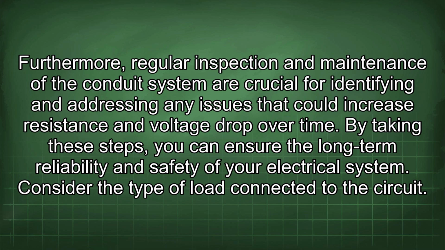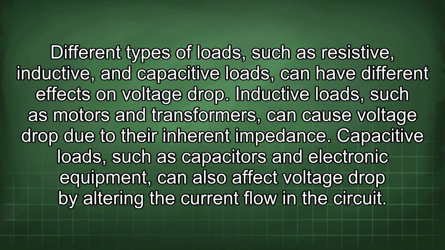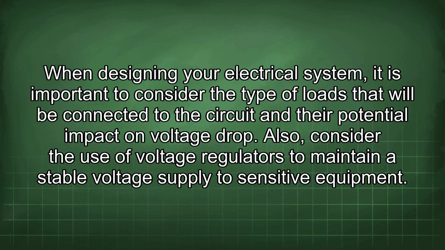Consider the type of load connected to the circuit. Different types of loads, such as resistive, inductive, and capacitive loads, can have different effects on voltage drop. Inductive loads, such as motors and transformers, can cause voltage drop due to their inherent impedance. Capacitive loads, such as capacitors and electronic equipment, can also affect voltage drop by altering the current flow in the circuit. When designing your electrical system, it is important to consider the type of loads that will be connected to the circuit and their potential impact on voltage drop.